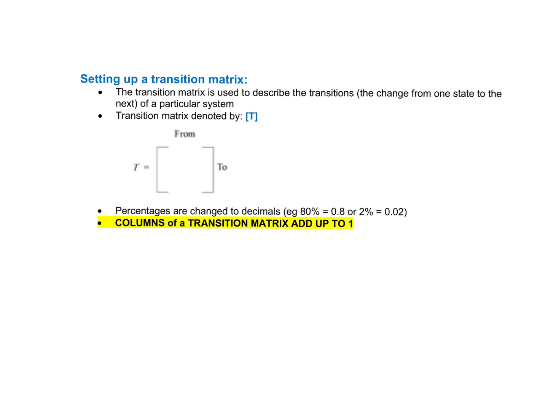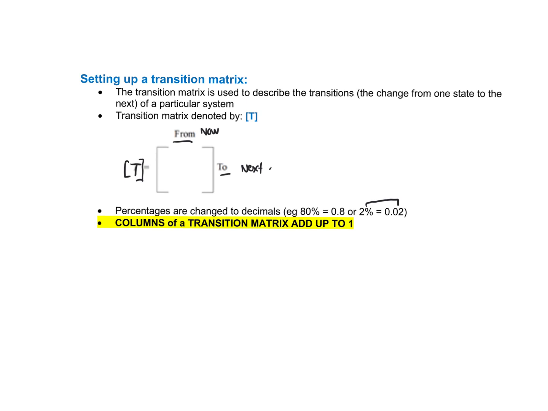As I said, the transition will be denoted by the letter T, and you'll see that we go from and to, like now and next. That's how you set it up. Percentages will always be turned into decimals, so you need to be really careful. This is a common error. When it's 2%, it'd be 0.02 in your transition.